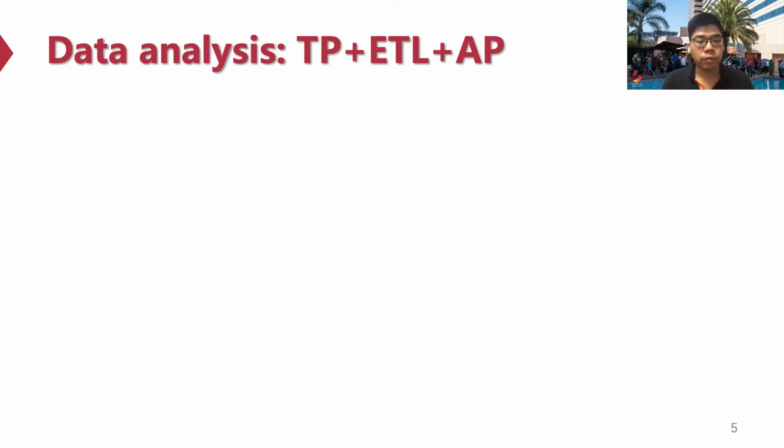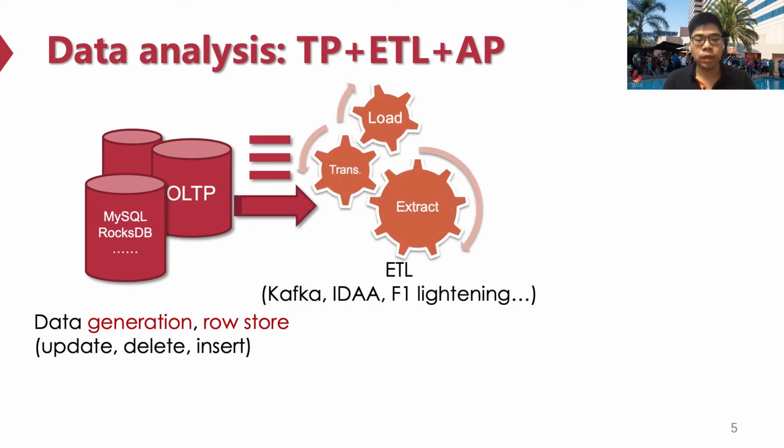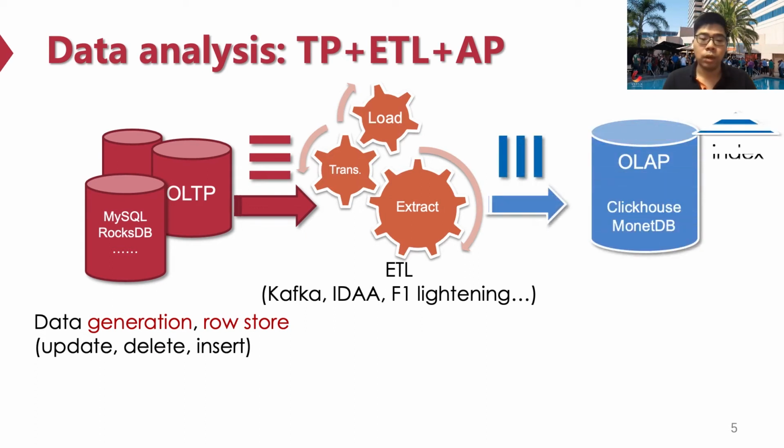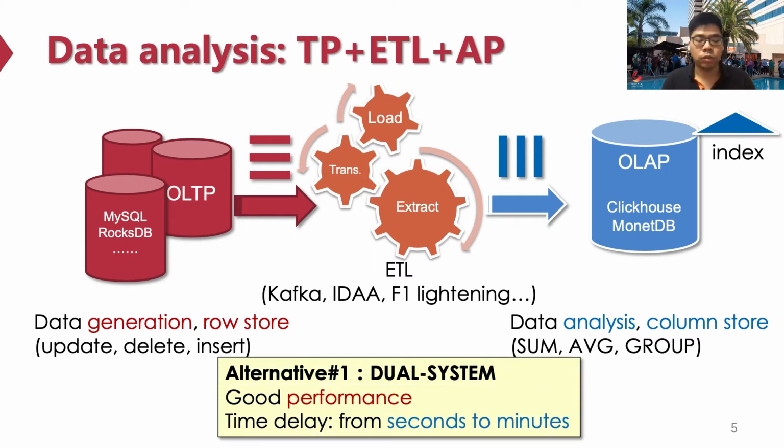A traditional data flow of data analysis is OLTP, ETL, and OLAP. First, data are generated by update, delete, or insert operations on OLTP databases. Then, it sends the updates to the ETL component to transfer the data from row store to column store. And then the data will be stored in the OLAP databases. We call this alternative a dual system. It has good performance on specific systems, while the time delay of ETL is usually from seconds to minutes.